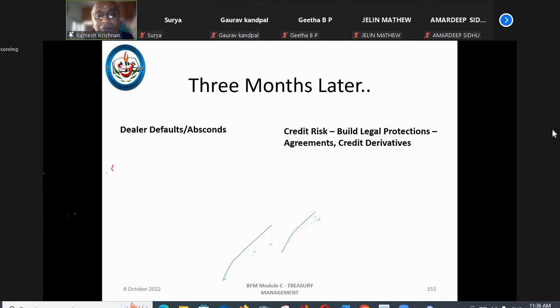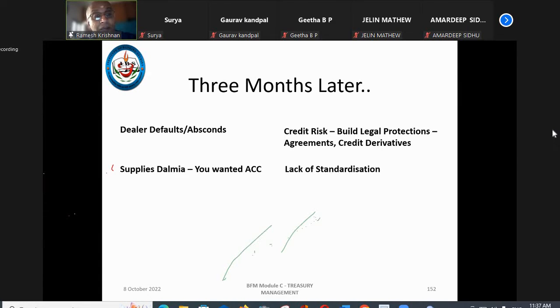Now, 3 months later, there can be a possibility that the dealer is not to be seen at all. He has folded shop and gone. This is an over-the-counter contract, with a credit risk on the counterparty. Okay, credit risk. So how do you protect yourself? You sign an agreement, or you can do a credit derivative. This is where the derivative assumes importance in terms of transferring the risk. And you build legal protections in the agreement so that you can proceed against the absconding dealer legally. So that is a simple part of the credit risk.